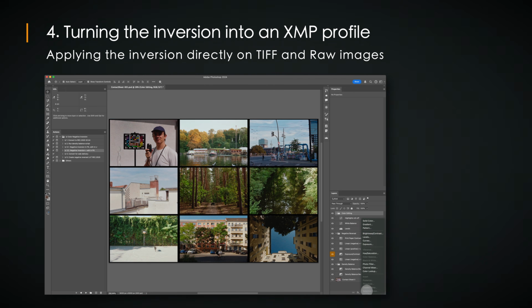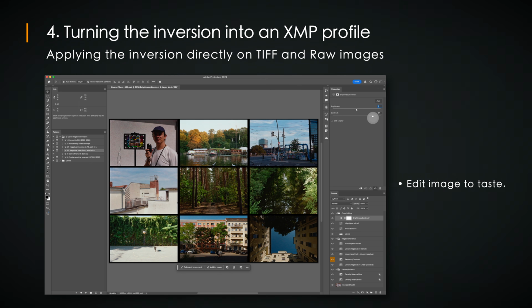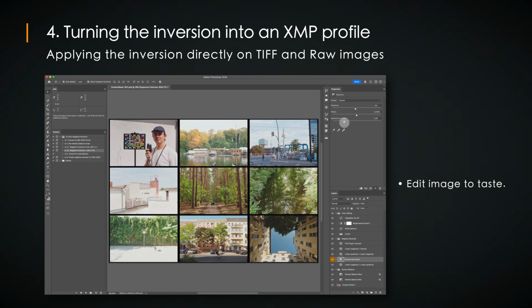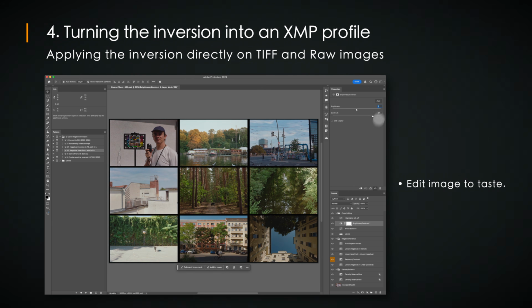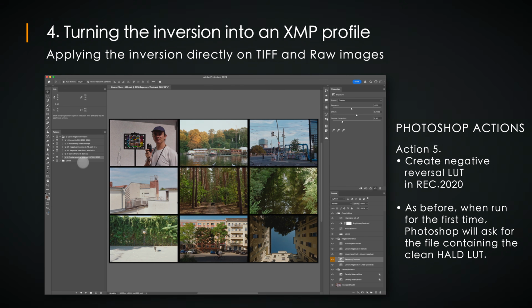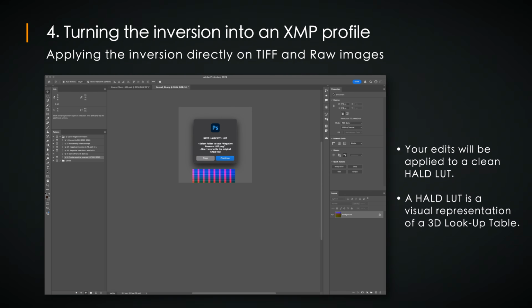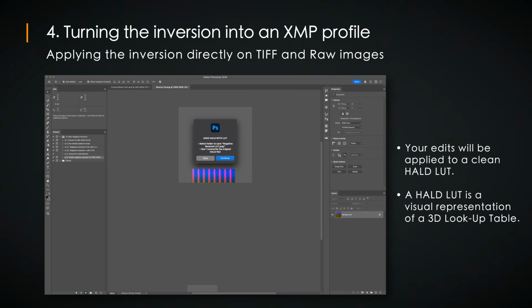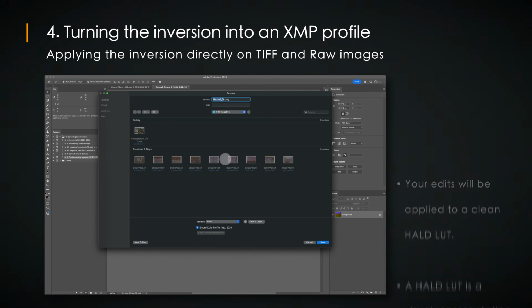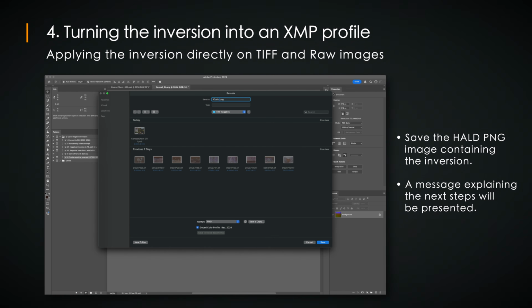Creating a custom Inversion XMP profile. Once satisfied with the edits, you can create a LUT with this custom reversal and apply it to TIFF and RAW files directly in Photoshop or Lightroom. Run action number 5. Load the neutral 64-point HALT PNG file. Your custom negative reversal edits will be applied. Rename and save the edited PNG image.